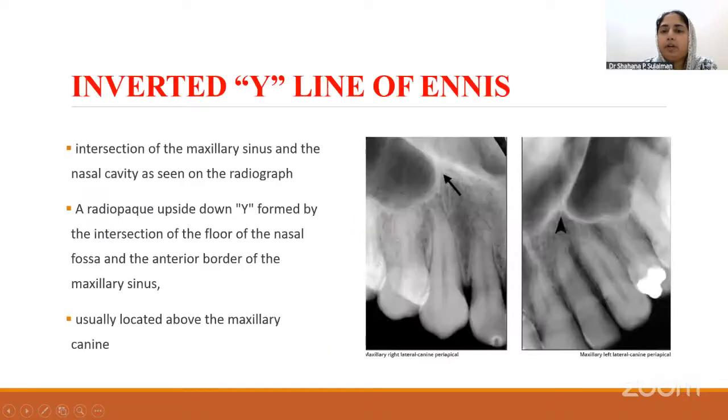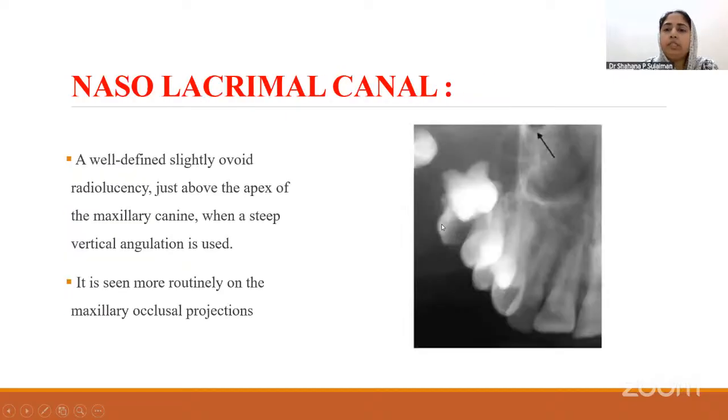Then we have the inverted Y line of Ennis. This is a structure formed because of the fusion of the anterior border of the maxillary sinus with the border of the nasal cavity. So the floor of the nasal cavity and the anterior border of the maxillary sinus join together to form an inverted Y-shaped structure, which is known as the inverted Y line of Ennis, and this is mostly appreciated in maxillary canine radiographs.